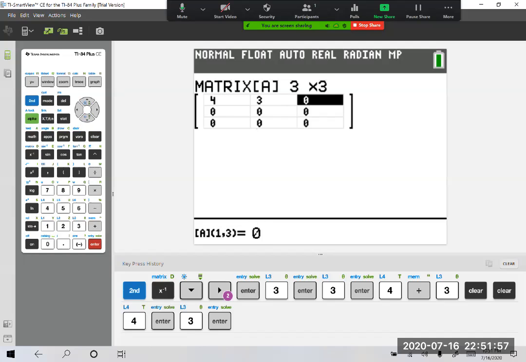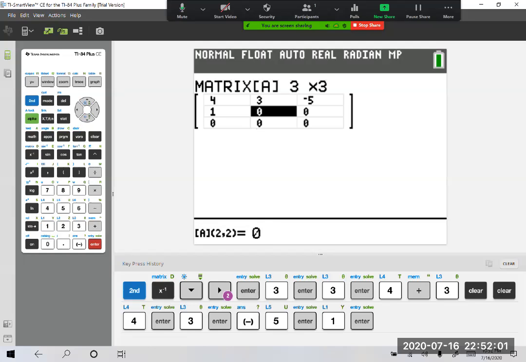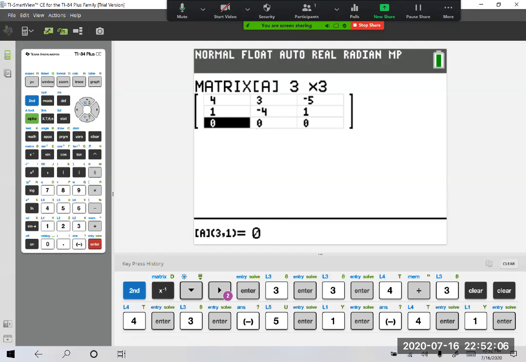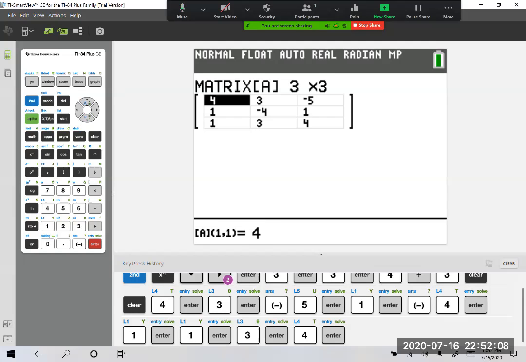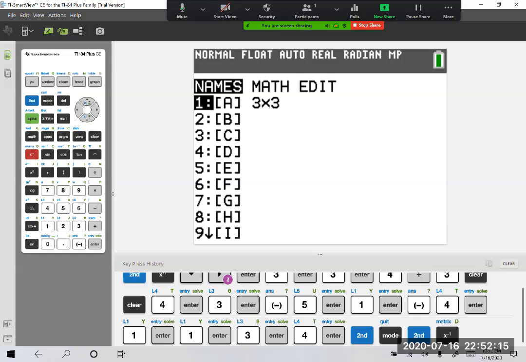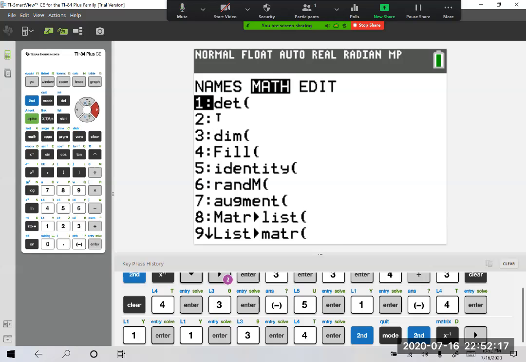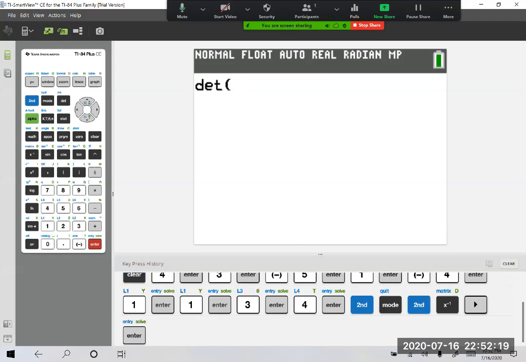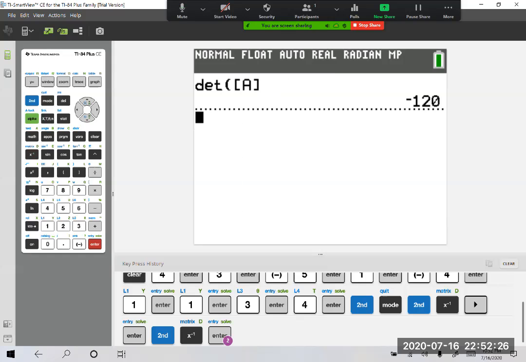4, 3, -5, 1, -4, 1, and then 1, 3, 4. Okay, so I'm going to go second quit and get out of here. And just like before, I'm going to go into math for matrices. I'm going to go second matrix over to math. And the very first one right there says determinant. So we're going to do the determinant of matrix A. So second matrix A, and hit enter. -120, just like we thought, right?